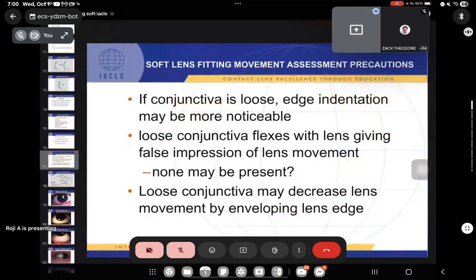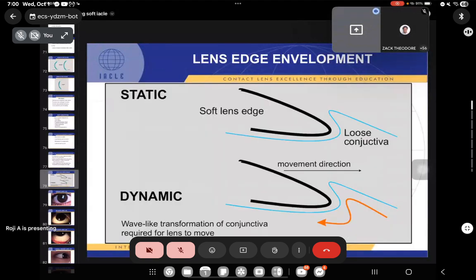That's indentation. So loose conjunctiva flexes with the lens, giving a false impression of lens movement. None may be present. Loose conjunctiva may decrease lens movement by enveloping the lens edge. So this is how it looks like. You can see there is loose conjunctiva. It creates that dent or a marking.